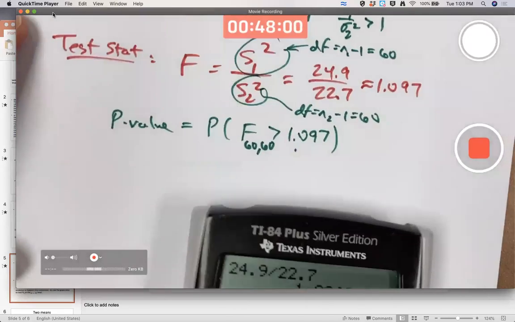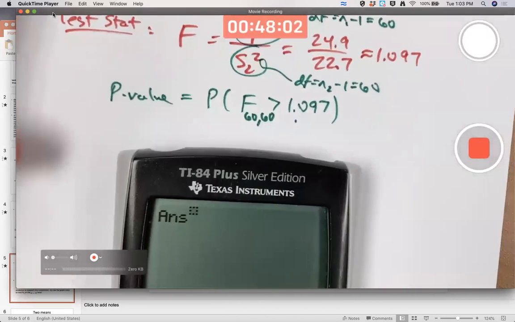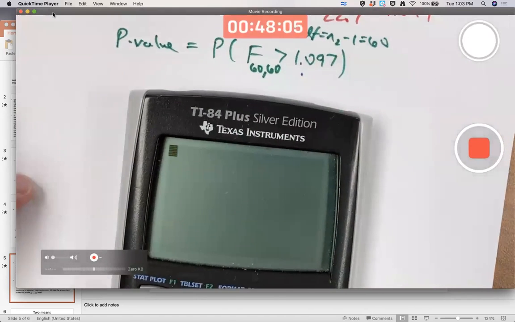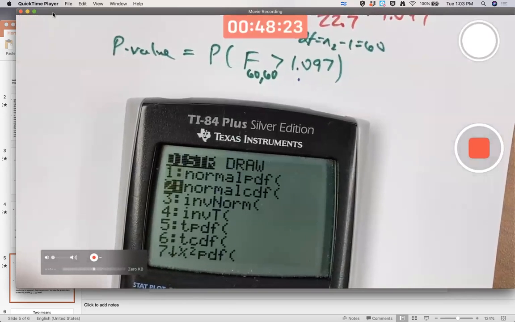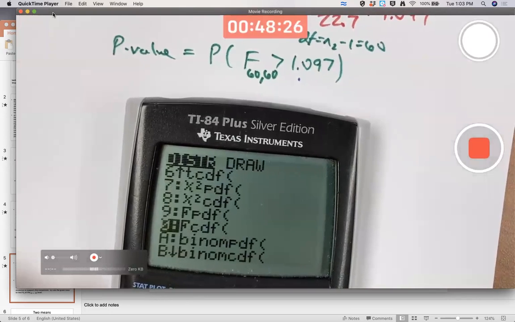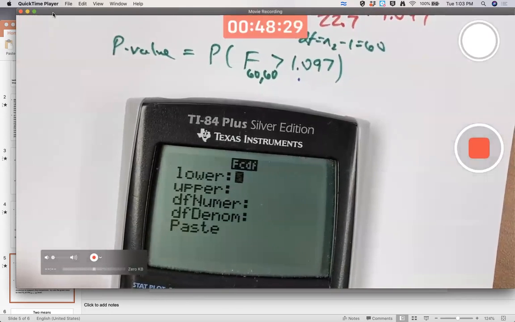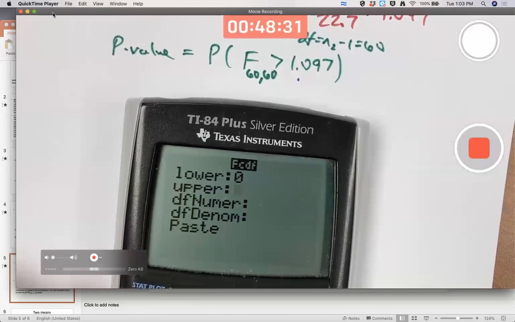Can we do this with technology? Yes. Notice it's a greater than sign. That's as extreme or more extreme. So I need to do 1 minus a CDF value. CDFs correspond to less than or equal to signs. In the distribution menu, you can find an F distribution, an F CDF right there. Lower is going to be 0. Upper is going to be 1.097 in this case. Both the numerator and denominator have 60 degrees of freedom.